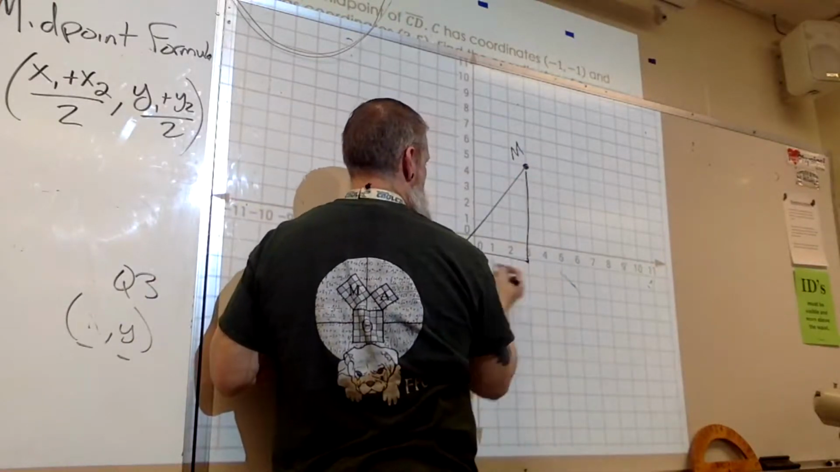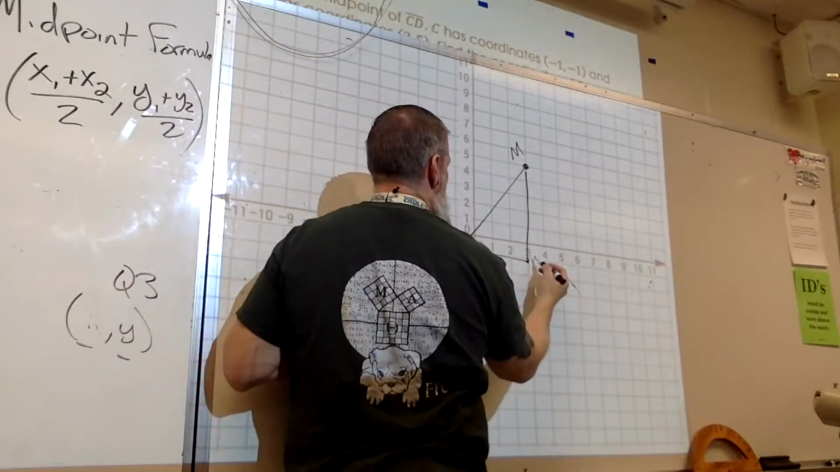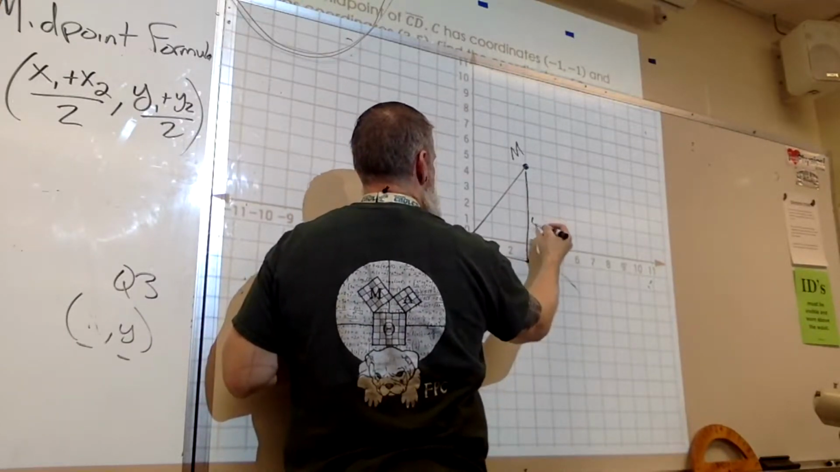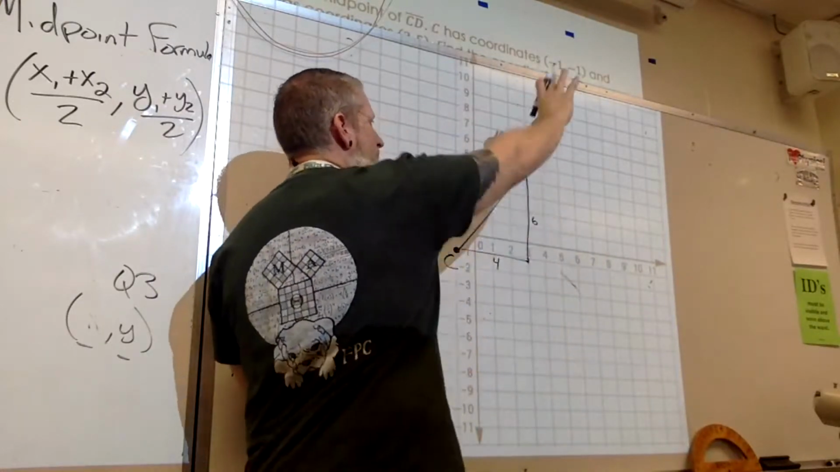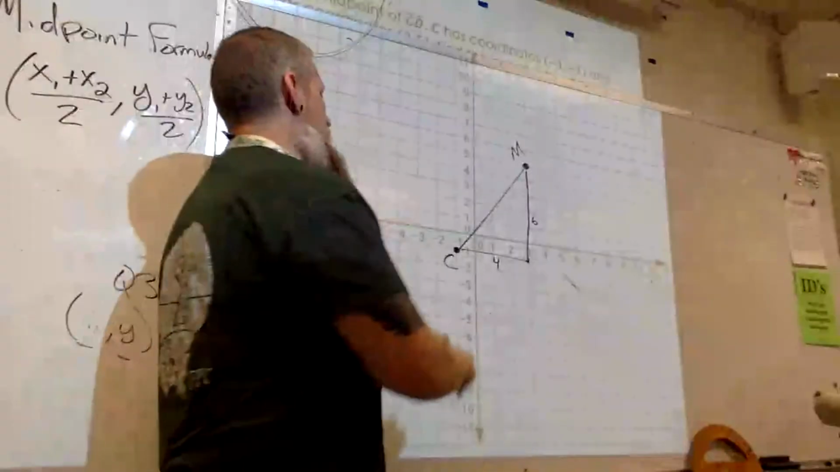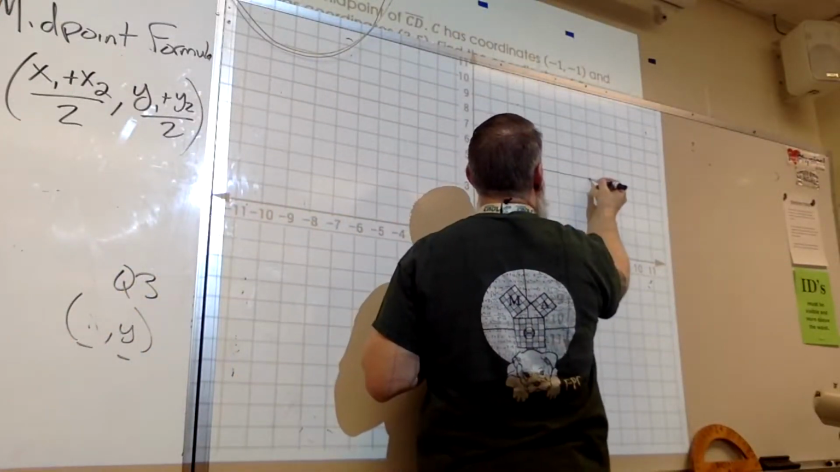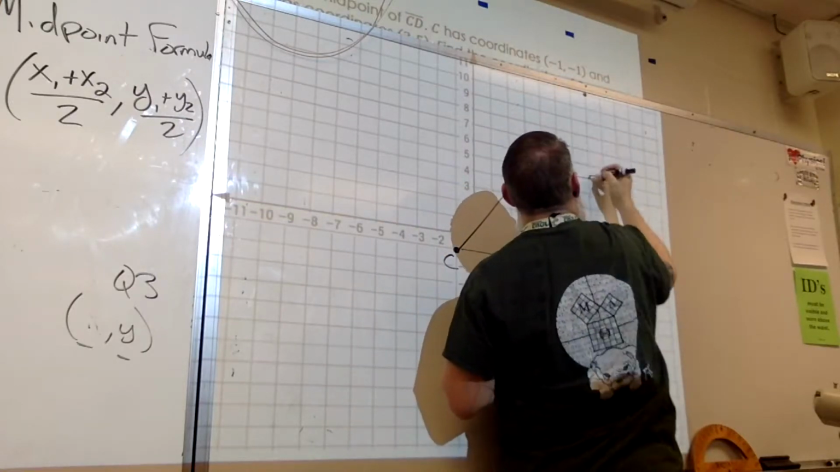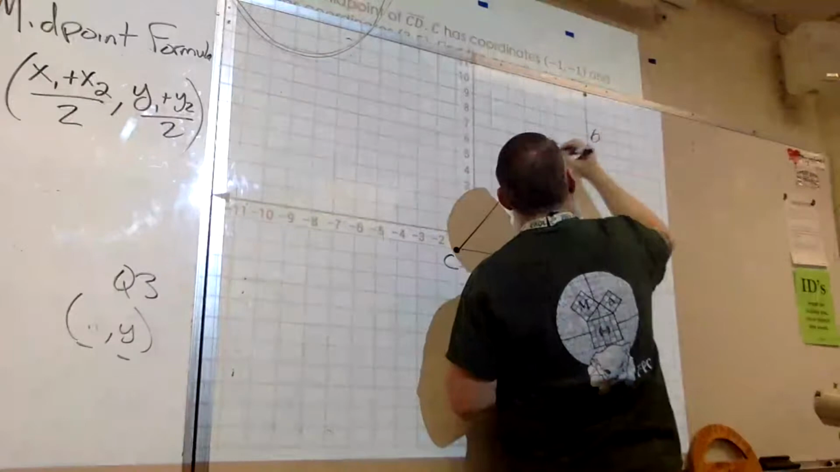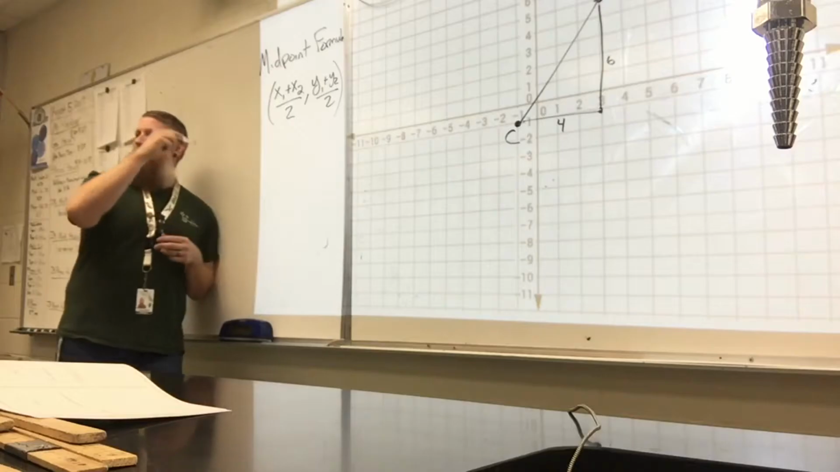So how long is that? From -1 to 3. So that's 4. And how far up? 6. That means for me to get my next point, I'm basically going to just copy that up, but I'm going to start with point M instead of point C. So I would go 4 over and then 1, 2, 3, 4, 5, 6. So my 4 and 6 there, that should be where point D is. So that's one way to do it.